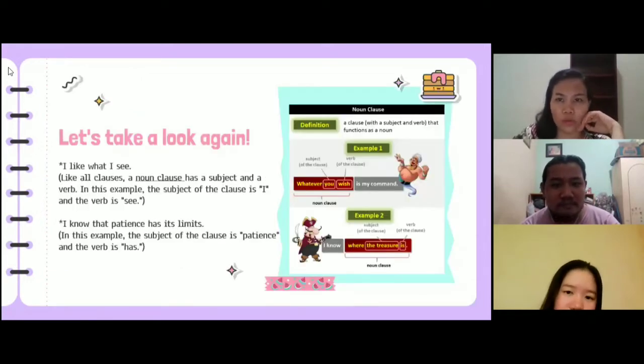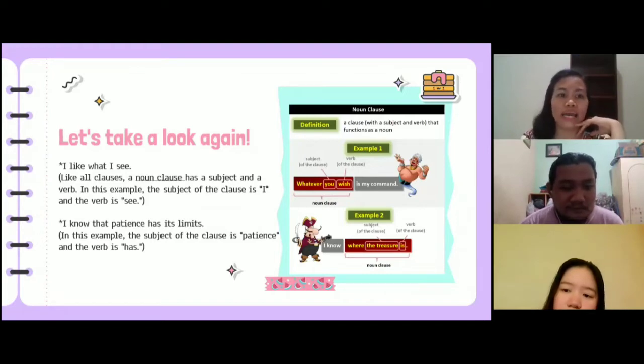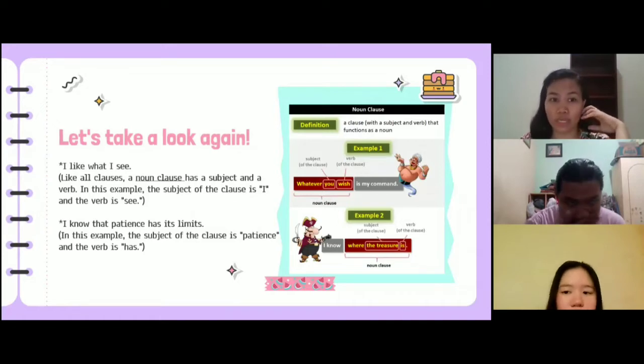So let's take a look again. In general, these are the examples of noun clauses, but later on we will just discuss the subordinating conjunction, which is that. So, I like what I see. Like all clauses, a noun clause has a subject and verb. In this example, the subject of the clause is I and the verb is see. So the noun clause is what I see.